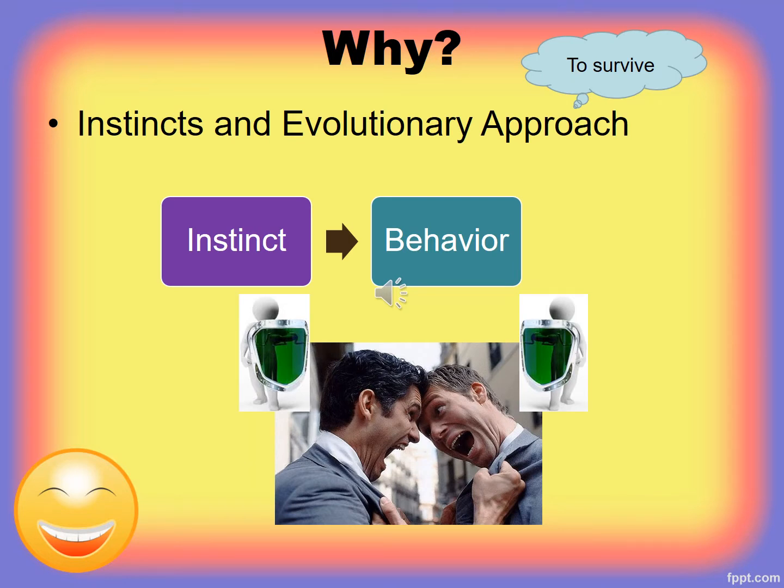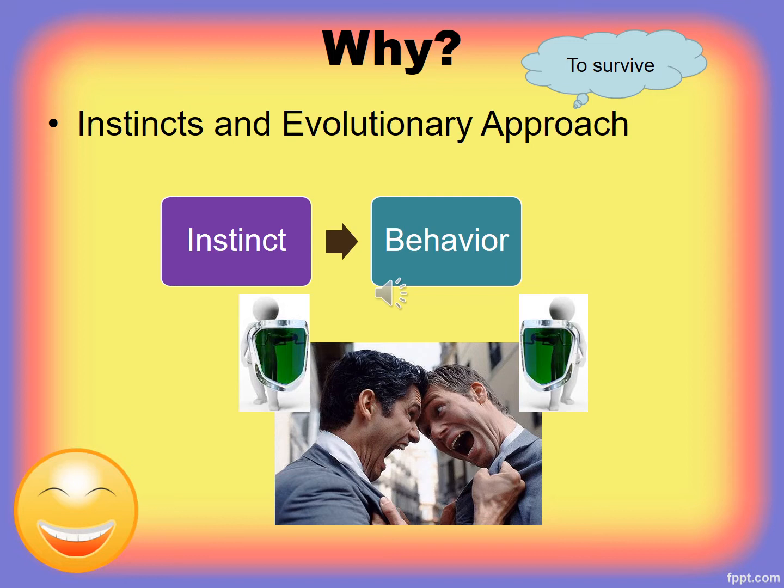There are several theories or several approaches trying to explain or describe why humans and animals will have motivations that lead to the subsequent behavior. The first approach that we have here is the instinct and evolutionary approach. It is talking about how people and animals need to survive. It will cause us to perform certain activity.